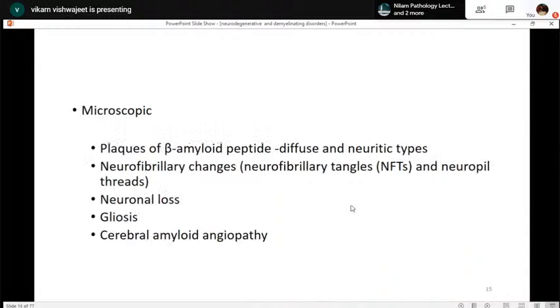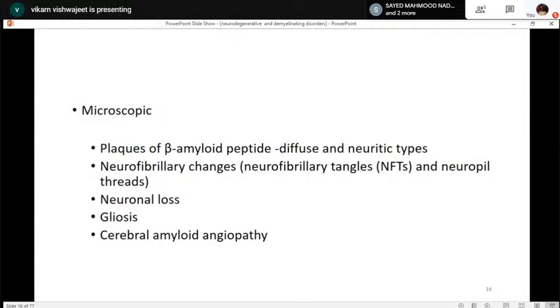So microscopic pathology in Alzheimer's disease includes deposition of beta amyloid peptide in neuropil as diffuse and neuritic plaques. Then there can be formation of fibrillar polymers of hyperphosphorylated tau protein in the form of neurofibrillary tangles and neuropil threads. Additionally, there can be neuronal loss, gliosis, and cerebral amyloid angiopathy. Neuronal loss and gliosis are non-specific findings, while these amyloid plaques and neurofibrillary tangles are the relatively specific findings for Alzheimer's disease.